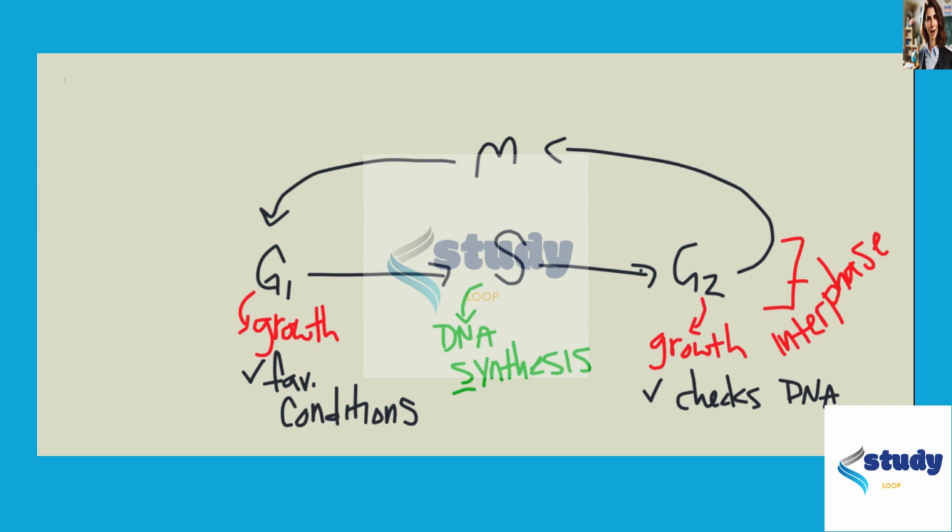If we look through our choices here, choice B mentions the duplication of organelles, which happens in cell growth in G1, the duplication of DNA, which is what's happening in the S phase, and the assessment of DNA damage, which happens at the G2 checkpoint. So the correct answer is B.